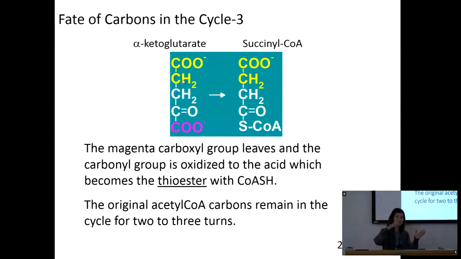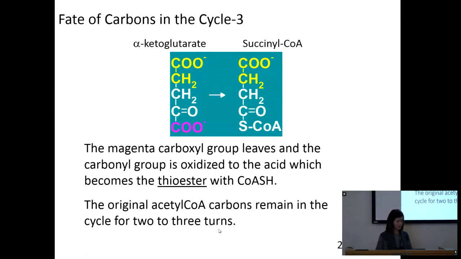So it's like you don't want really old carbons in the citric acid cycle. You want to eventually get them out. If the carbons that we put in were the first ones to come out, then the oxaloacetate would stay the same carbon. So we refresh it by eventually getting them out. So it's important to know that it takes 2 to 3 turns of the citric acid cycle to get those original carbons out.